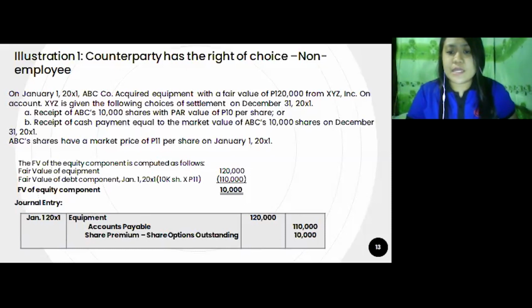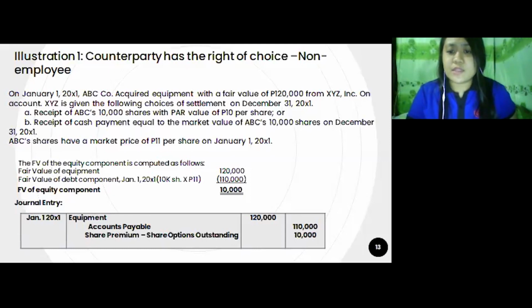So here ABC has issued a compound instrument because the right of choice on settlement is given to the counterparty. So the fair value of the equity component is computed as follows. The fair value of equipment, that would be 120,000 pesos, less the fair value of debt component on January 1, 20X1, which is 110,000, because 10,000 shares times 11 pesos. So the fair value of equity component would be 10,000 pesos.